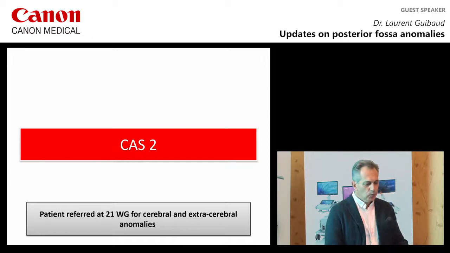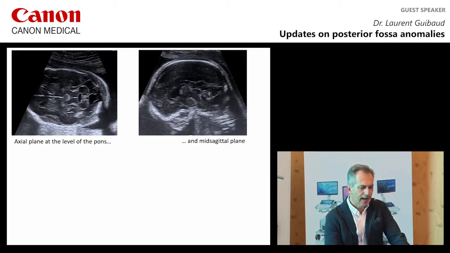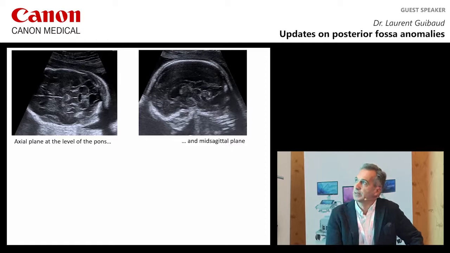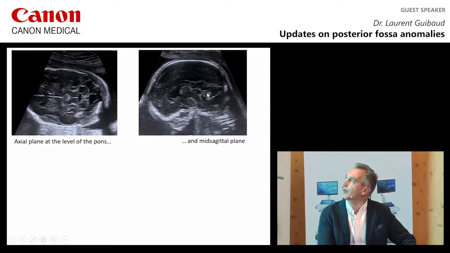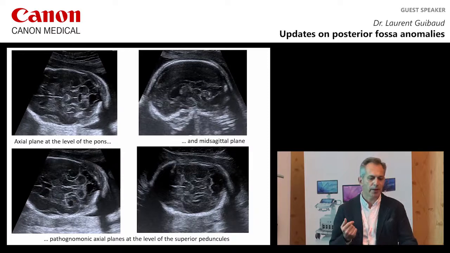Case two is a patient referred at 21 weeks of gestation for cerebral and extracerebral anomalies. Just have a look at the posterior fossa, an axial plane at the level of the pons, and the mid-sagittal plane. You can see that there is a frank communication between the inferior part of the fourth ventricle and the retrocerebellar fluid space. And on the mid-sagittal view, you have a small vermis, which looks maybe like a Blake's pouch cyst. But if you look a little bit above, at the level of the superior peduncles, there is a finding pathognomonic of the disease.